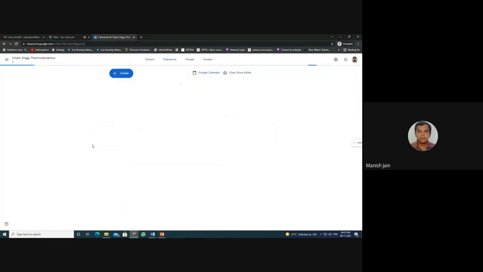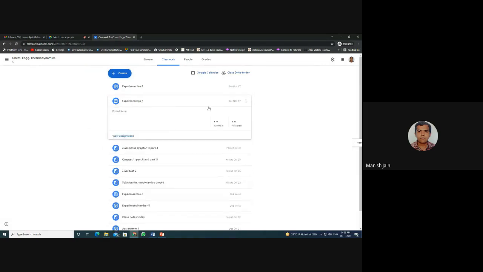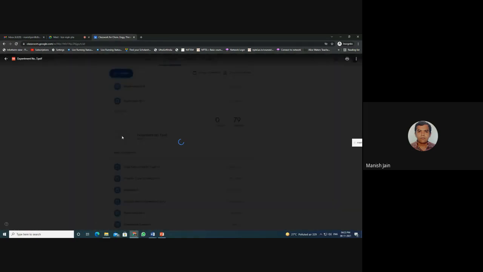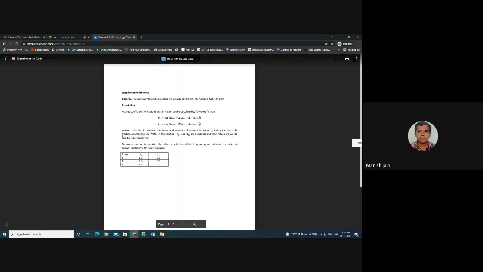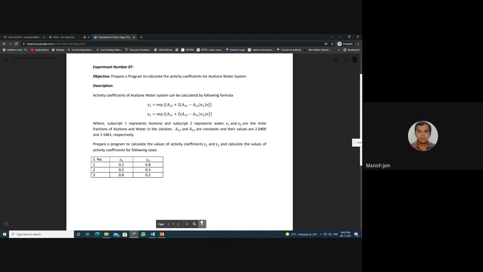So in the thermodynamics, I have given you two experiments, experiment number 7 and experiment number 8. In experiment number 7, this is basically the Gibbs-Duhem equation. You have studied the activity coefficient or not? Sir, activity coefficient, in the thermodynamics.